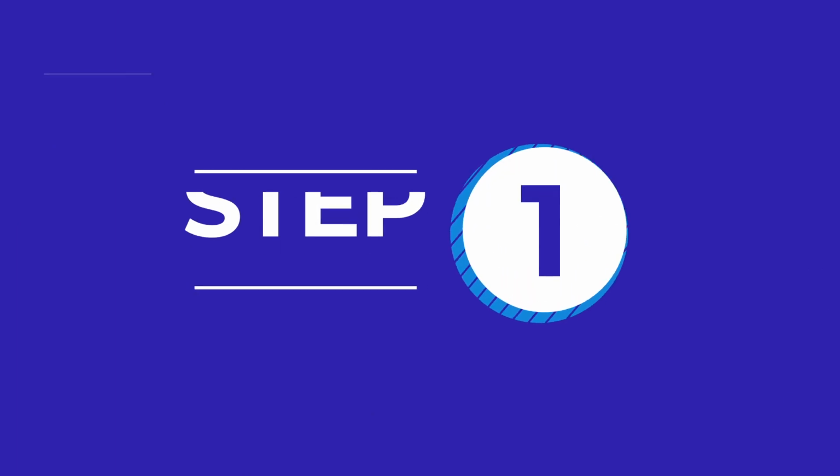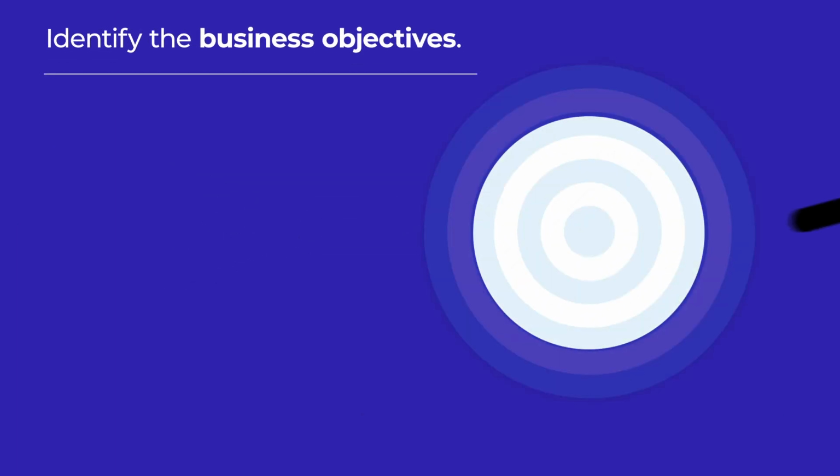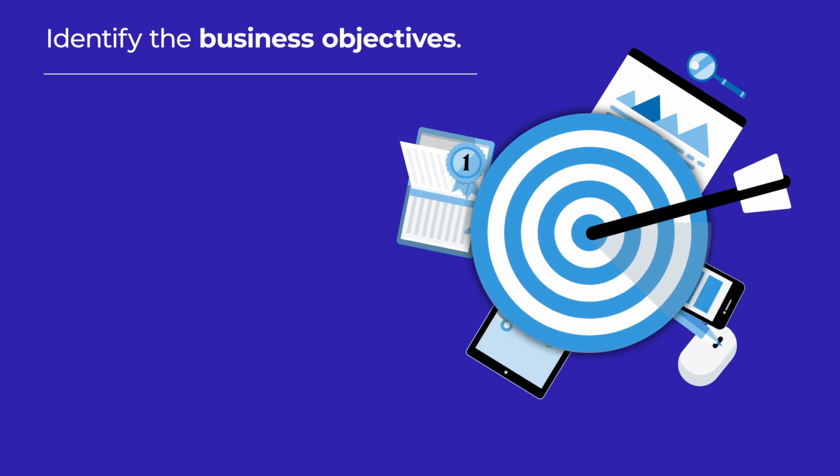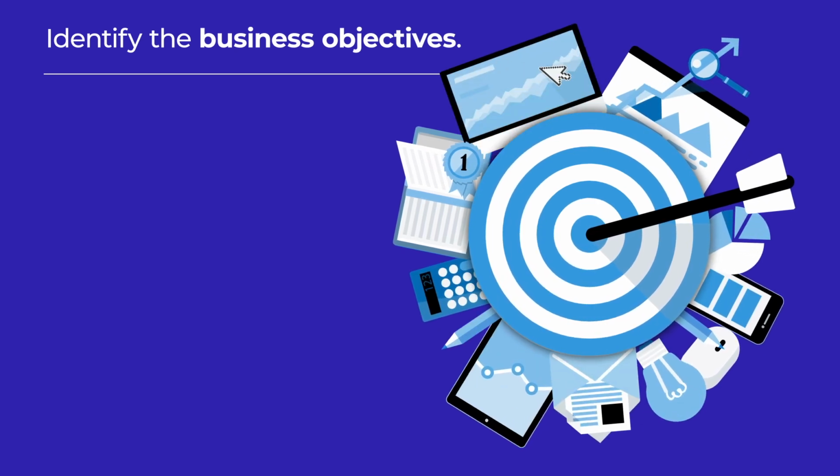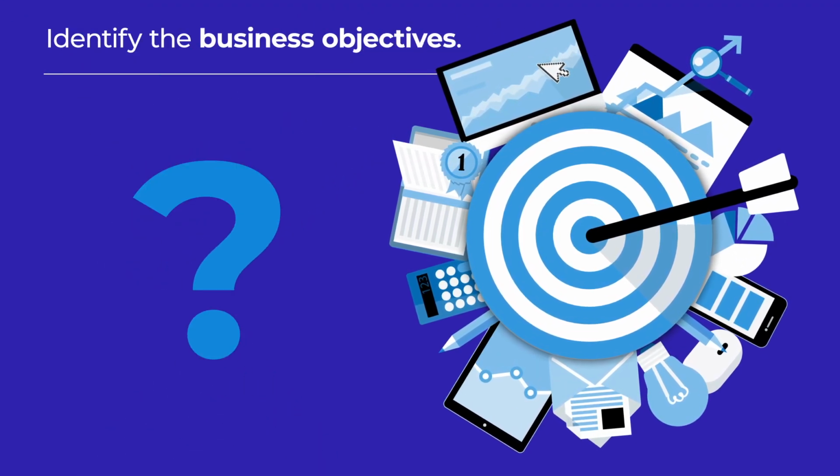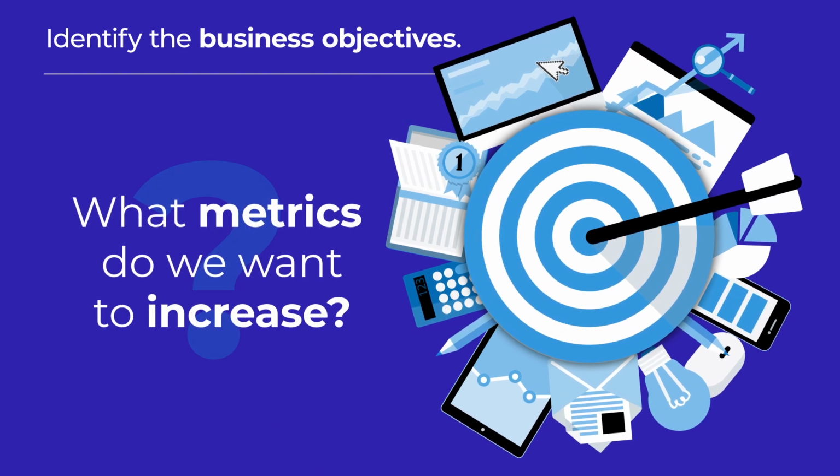Before you do anything, step one, start by identifying the business objectives that you want to achieve through effective conversion optimization. The question to ask is, what metrics do we want to increase? Don't worry about how you're going to go about achieving this right now, just identify the metrics that you want to improve. Step two, put yourself in the prospect's shoes and move through the customer conversion journey yourself.